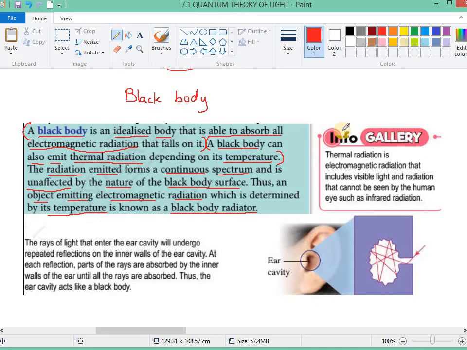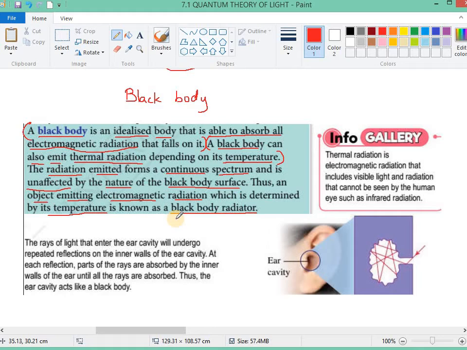Okay, so a black body radiator can be anything basically. The table, our body, your pencil box, your pen, whatever, everything can be a black body radiator because everything emits electromagnetic radiation right now. So everything can be a black body radiator, depending on the temperature.